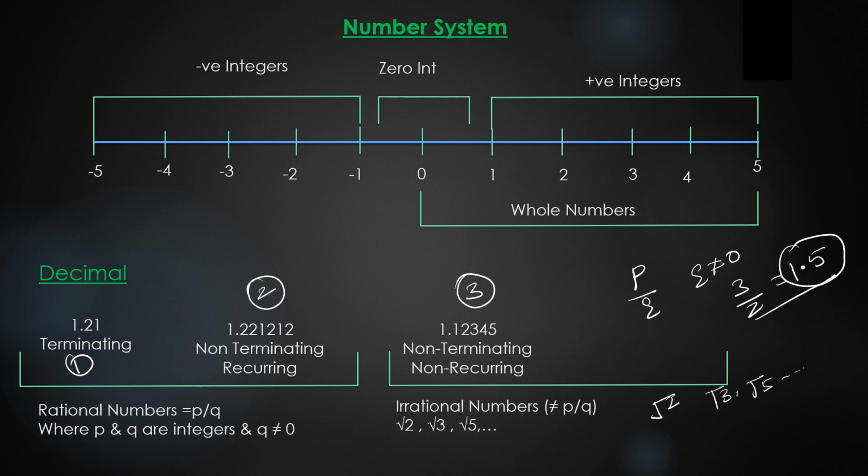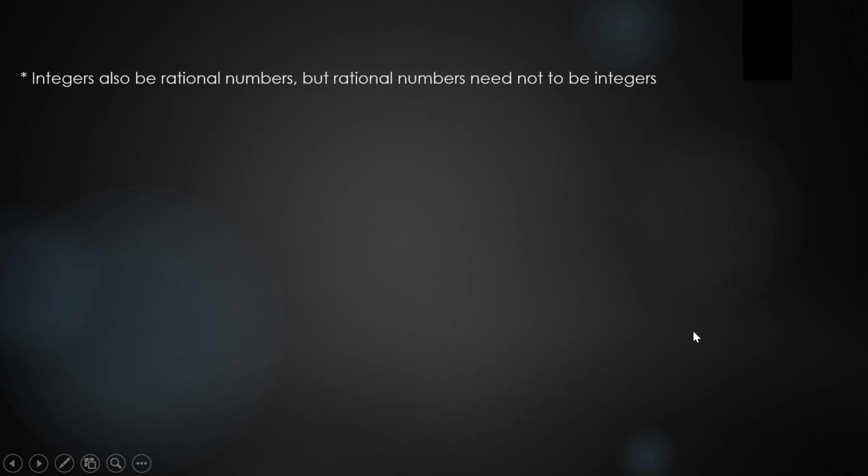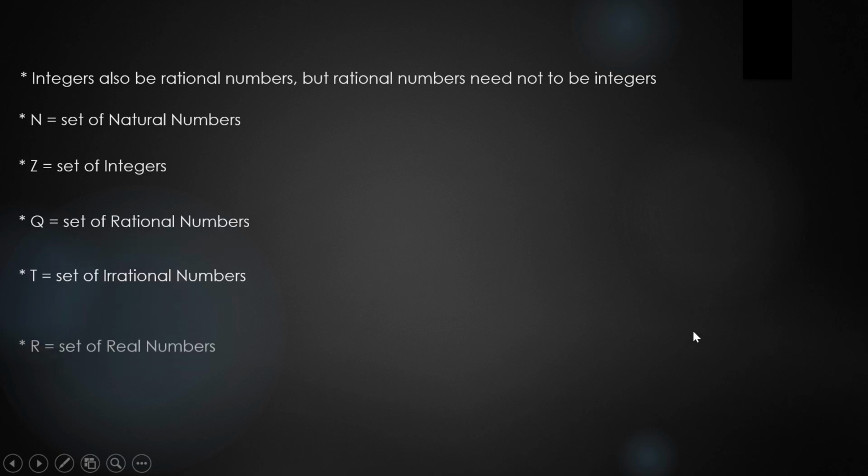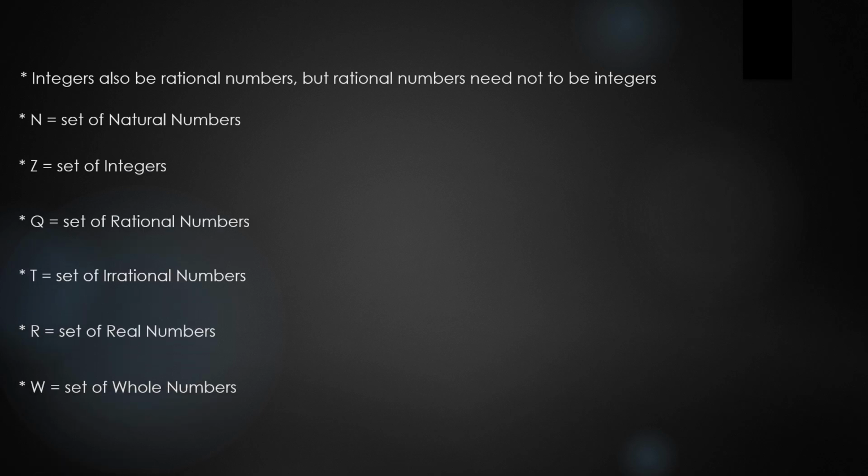Let's go to the next topic. We have a few more notes that we need to know, so please note them down if you want to. Okay, here are the important notes. The first note is that integers are also rational numbers, but rational numbers need not be integers.